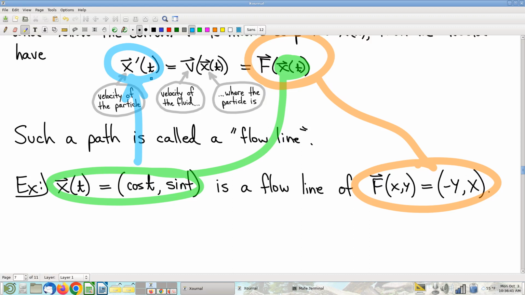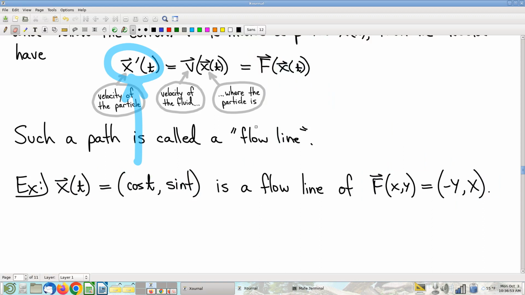Okay. So again, this is a pulled it out of a hat kind of a situation. I did not solve for this. I just manufactured an example of what a flow line is, not how to find it. Okay, how are we doing? All right.